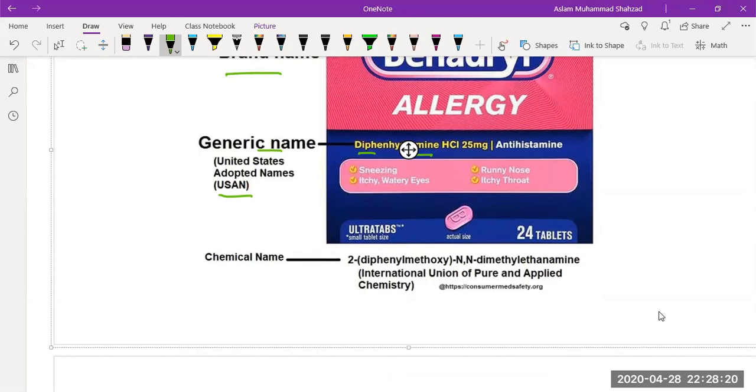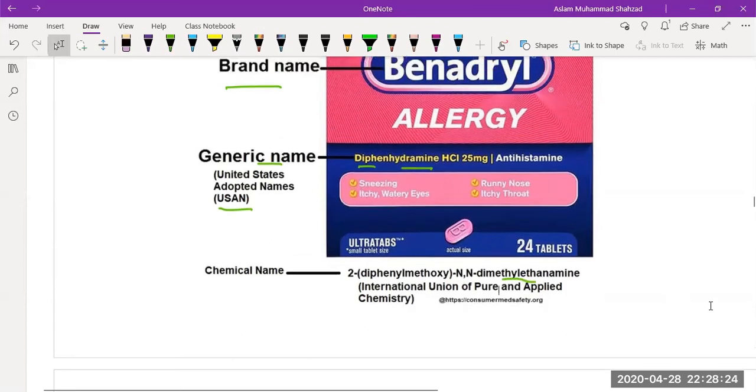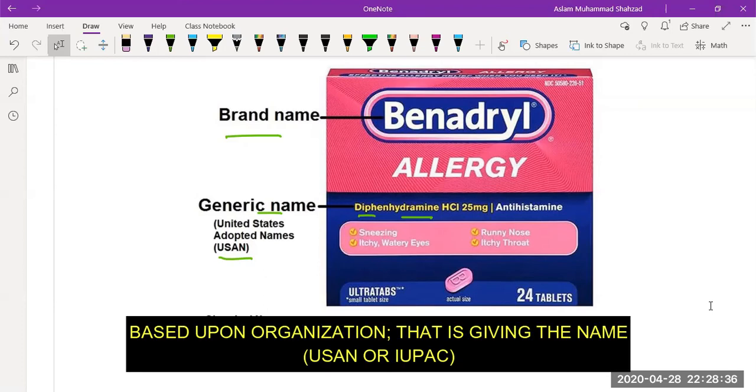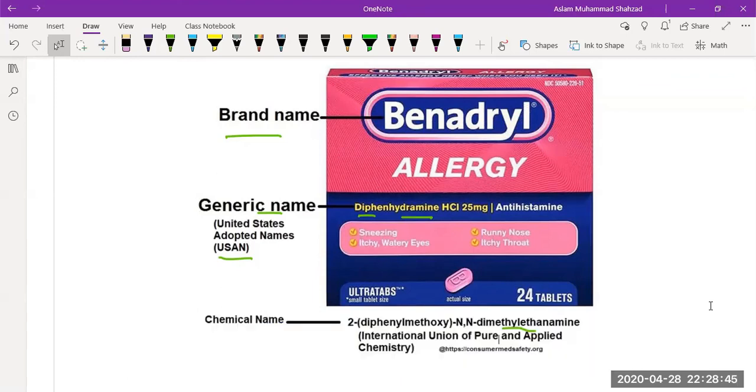You don't need to memorize the name of the drug, it's just for information. But the question is how can we differentiate the generic name and the chemical name? My answer is that we differentiate on the basis of the organization that is giving the name. The chemical name, which has been given by IUPAC, is the more scientific name, whereas the generic name has been given by the United States Adopted Names, USAN, and it is a simpler name of the drug.